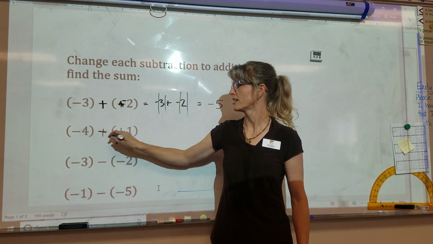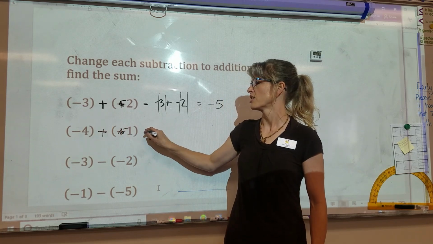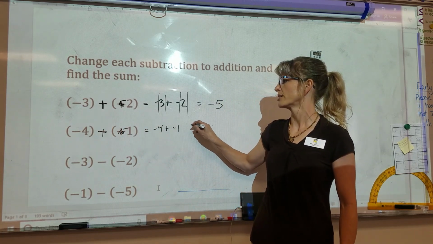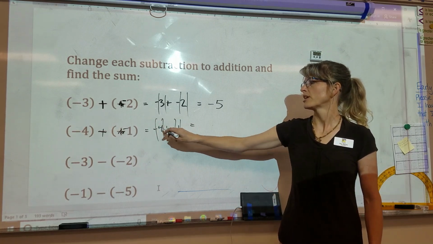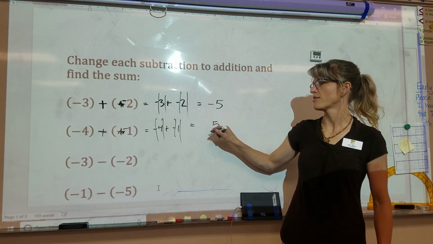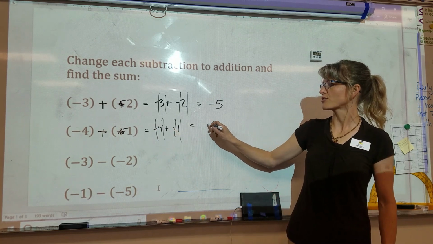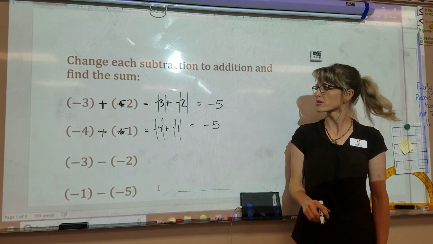Let's try this one. We're going to add the opposite. So -4 plus -1. Hey, they're both negative. Take the absolute value, add them together. 4 plus 1 is 5. They're both negative, so the answer takes on the sign of both numbers.